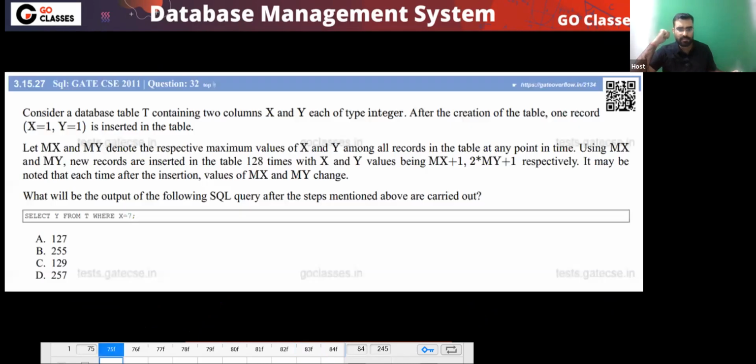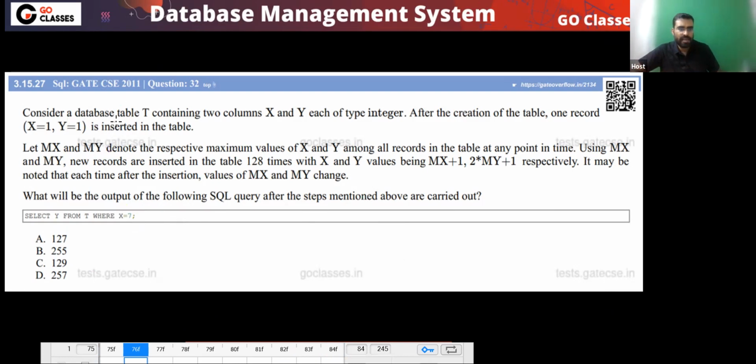Okay, let's see this one. Let's see this question. What is the answer? This is a very simple question actually. So the question is saying select y from t where x is equal to 7. This is the query. Select y from t where x is equal to 7.